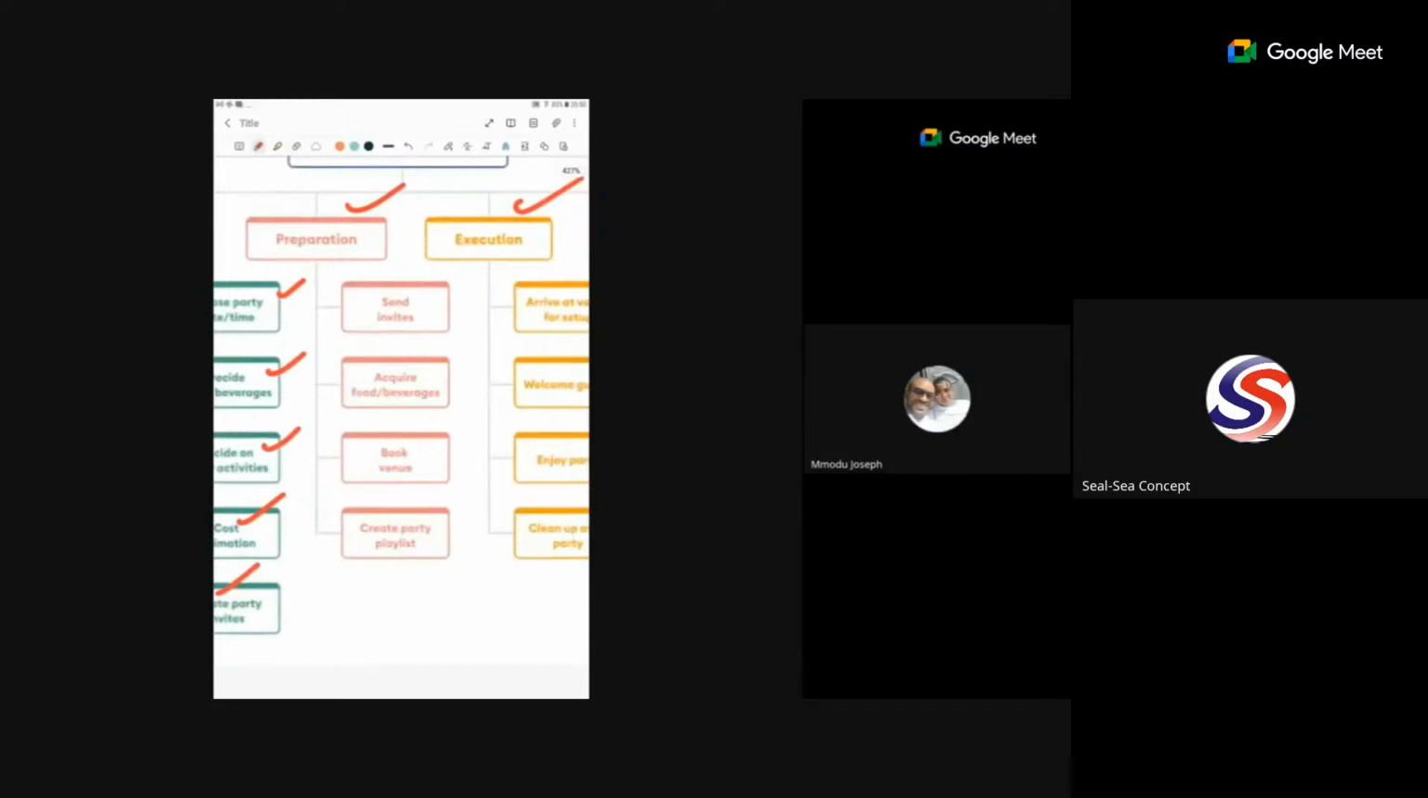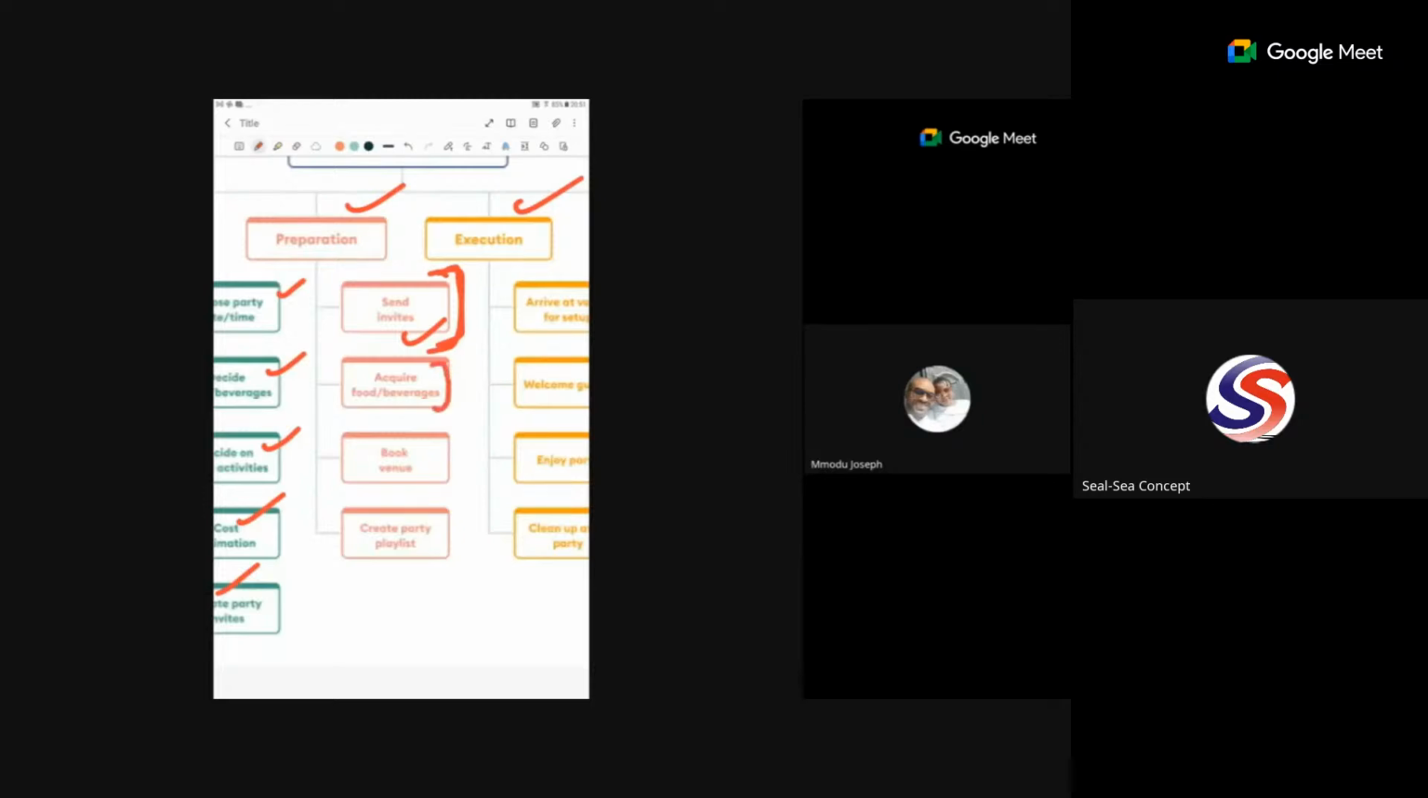Now, under preparation, we will send invite. So all these things will show us what we need to do. Easily, we can say, how long will it take us to send invite? What will it cost us to send invite? What medium are we using to send invite? Are we typing letters? Are we going to print invitation? Are we going to use email? Are we going to use SMS? Are we using WhatsApp?